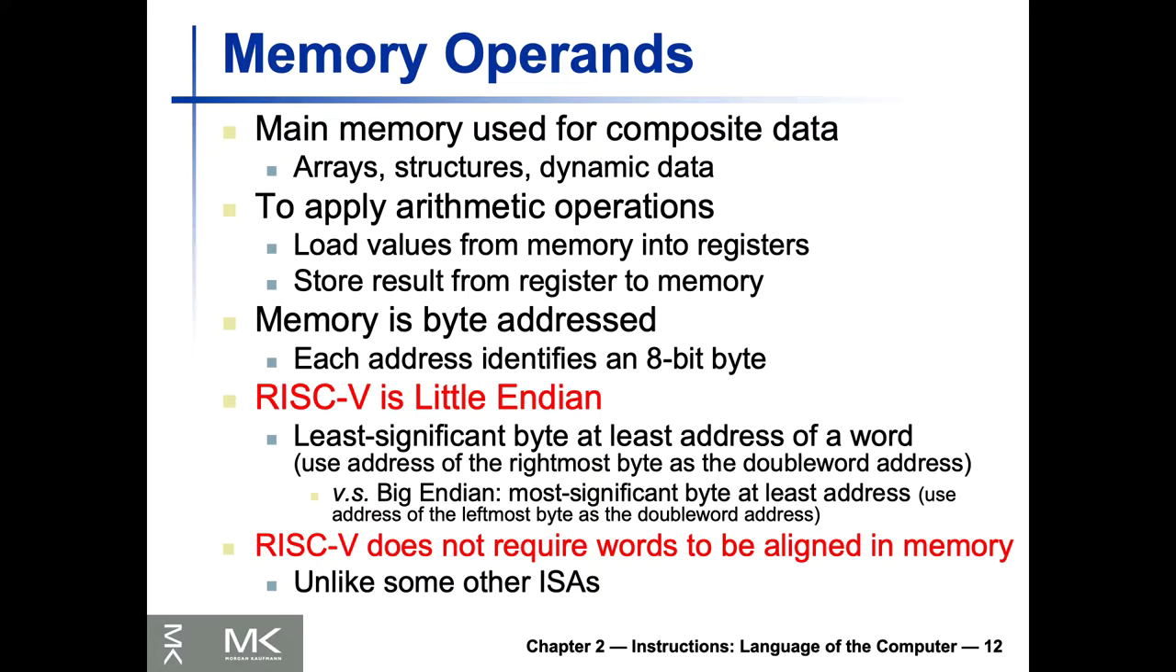The contrast to little endian is called big endian. Some of the other architectures are working that way, where the most significant byte uses the least address. So when we start addressing, we start from bottom up instead of a top to bottom approach. Okay? So let's see an example here.